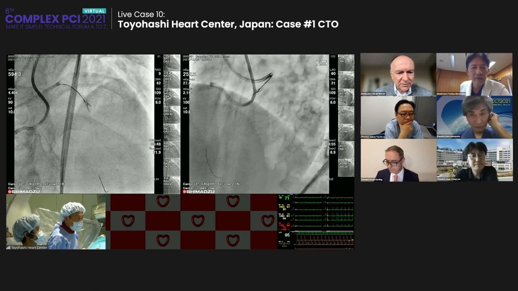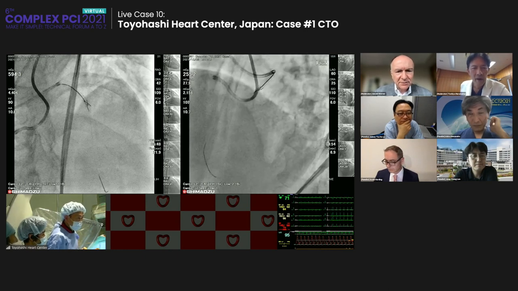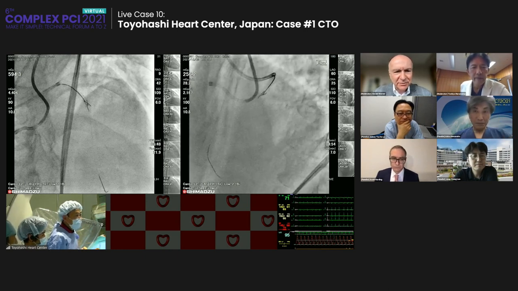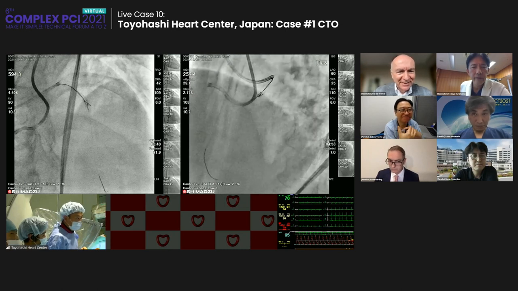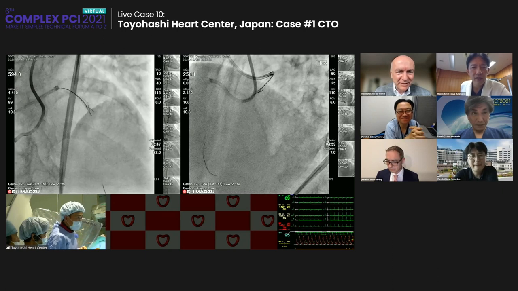Is the patient okay? Yeah, it's okay. Any impairment with the kidneys? The renal function is okay. More contrast. Yeah, because you are luminal anyway.